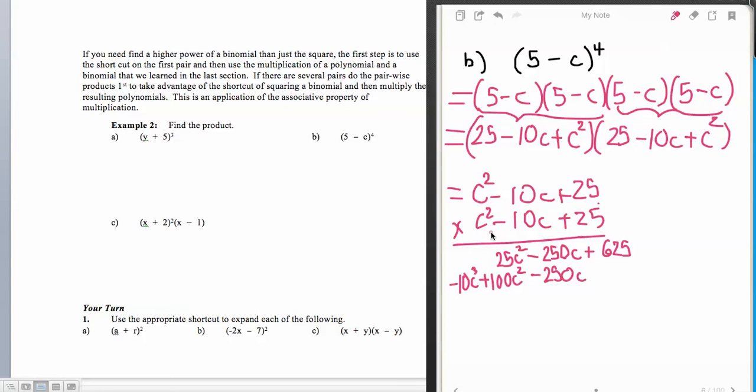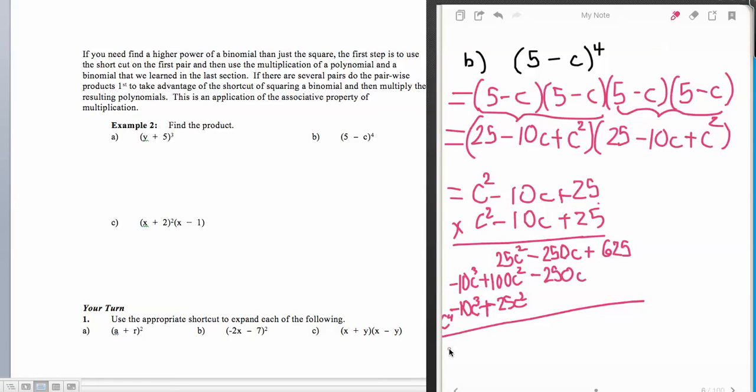And then moving over one more place, c squared times 25 is 25c squared, so plus 25c squared. And then we have c squared times negative 10c, so negative 10c cubed. And then last but not least, c squared times c squared, and that's c to the fourth power, because when we're multiplying like bases, we add their exponents.